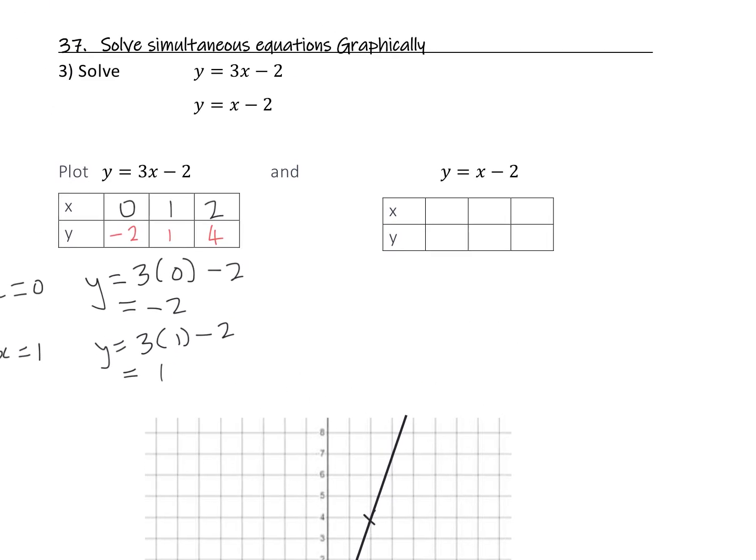We then have to do the same thing again and plot the other line, y equals x minus 2. So we can do exactly the same process. We can choose x values 0, 1 and 2 and work out the corresponding y value. When x is 0, y is equal to 0, take away 2, which is minus 2. When x is 1, y would be 1 take away 2, which is minus 1. And when x is 2, y would be 2 take away 2, which is 0.